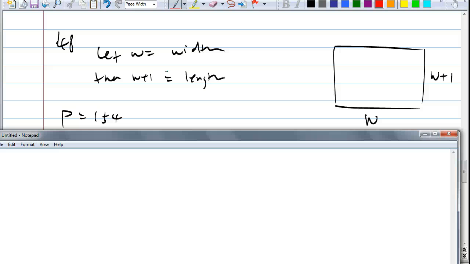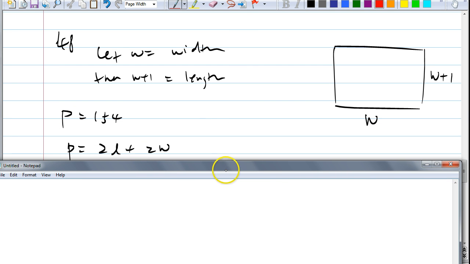How do you find the perimeter of a rectangle? Yes, Eric? 2w plus 2l, right? So all you have to do is now plug it into the formula. What is the perimeter? They told us 154. What is the length, class? W plus 1. What's the width? W. So there you go.